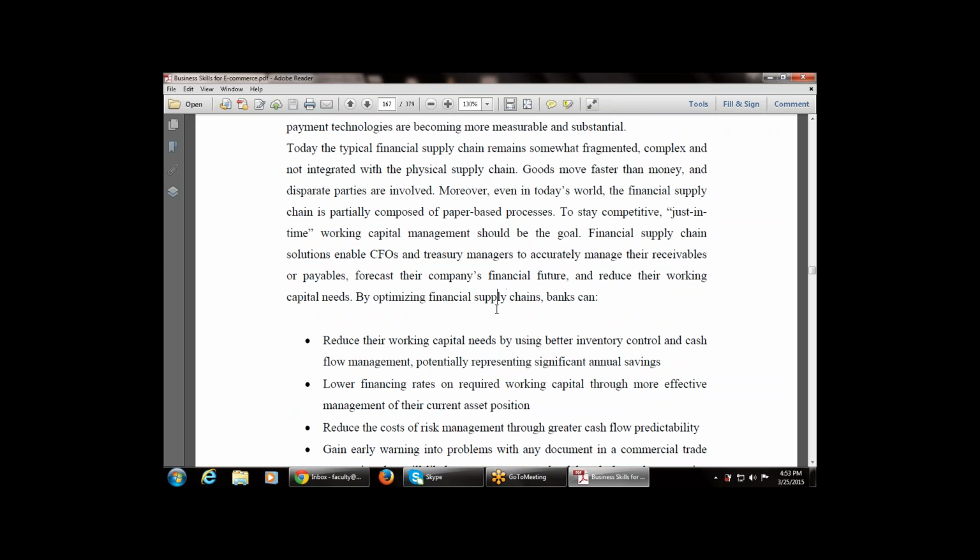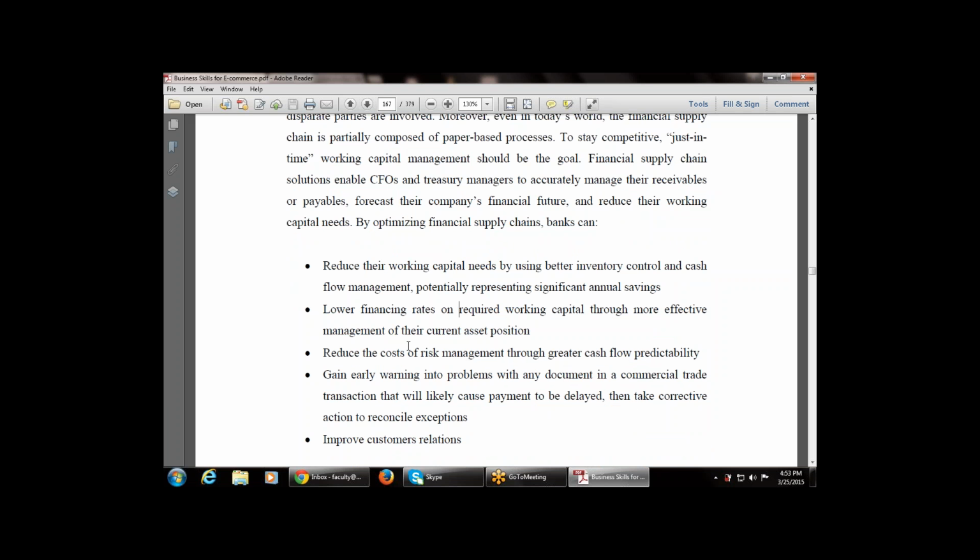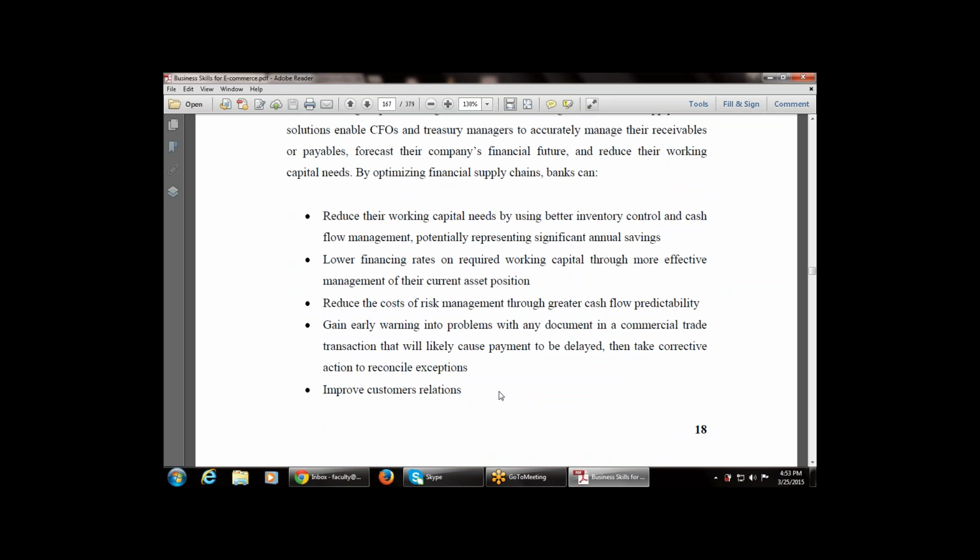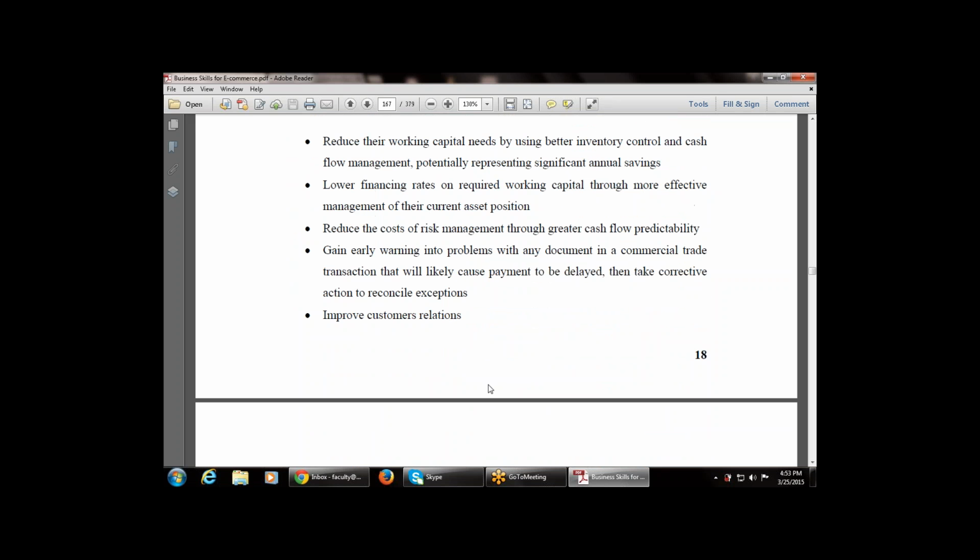So by optimizing the supply chain, that is by maintaining the financial supply chain, banks can reduce their working capital needs by using better inventory control and cash flow management, potentially representing significant annual savings. They can lower the financial rates on required working capital, reduce the cost of risk management, gain early warning into problems without any document in a commercial trade, and improve customer relationships. So these are the various ways by which the financial supply chain will be optimized, or which banks have to follow to optimize the financial supply chain.